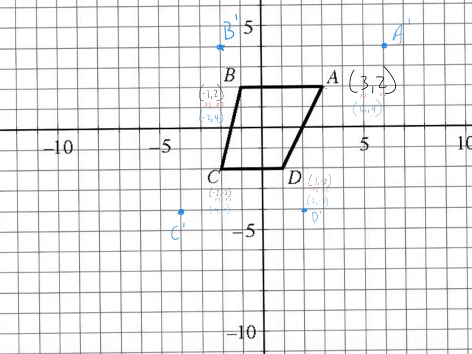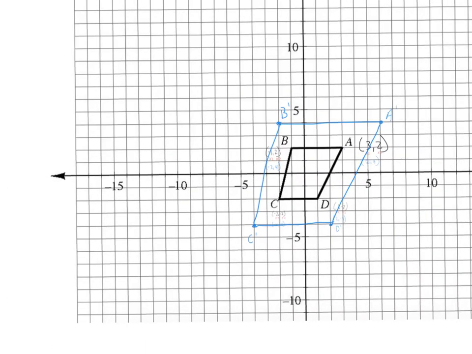But after you've dilated each of the points, I'm going to connect all of them with a straight line, and that's going to give me my new figure that has now been dilated by a factor of 2. Forgive me for not having the straightest of lines, but this new shape A prime, B prime, C prime, D prime has been enlarged by a factor of 2. And you can see that all of the dimensions are twice that of the original figure.